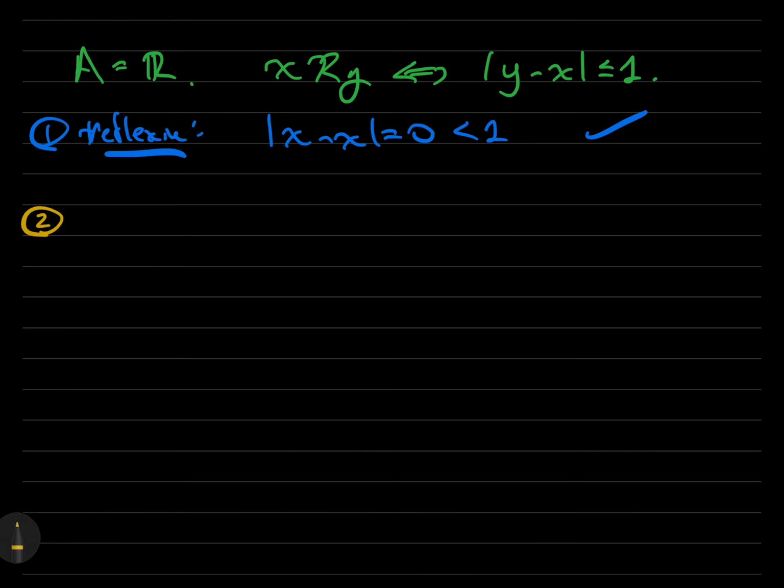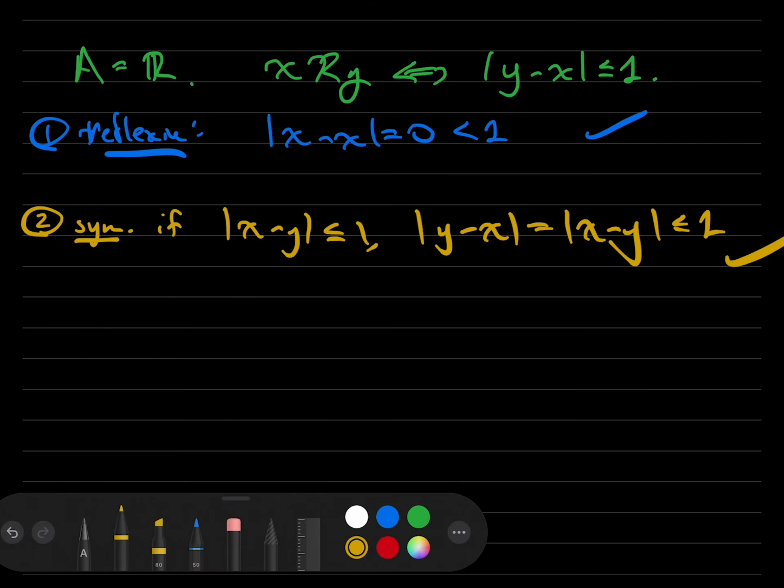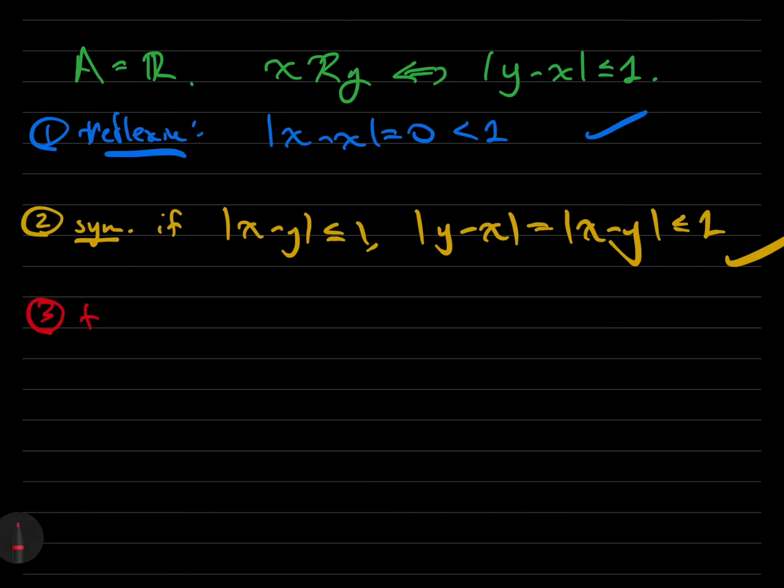If the absolute value of y minus x is less than or equal to 1, then the absolute value of x minus y is exactly the absolute value of y minus x, so it is, of course, less than or equal to 1. However, this relation is not going to be transitive. To see this, let's try to go ahead and prove it and see what goes wrong. Let's say x relates to y and y relates to z. That means that the absolute value of y minus x is less than or equal to 1. The absolute value of z minus y is less than or equal to 1.